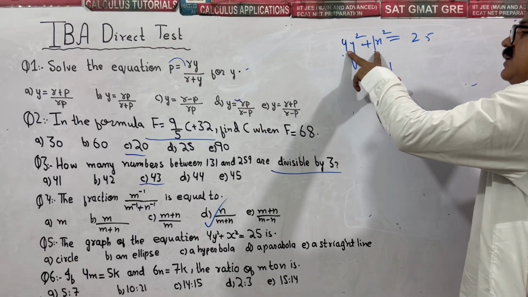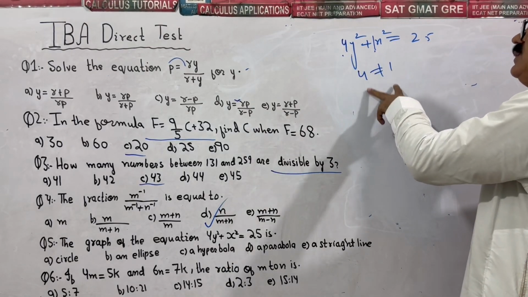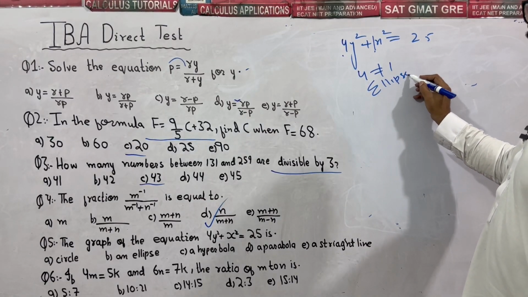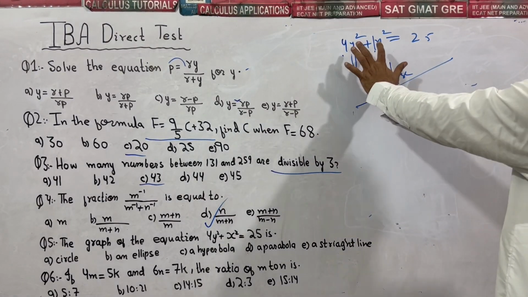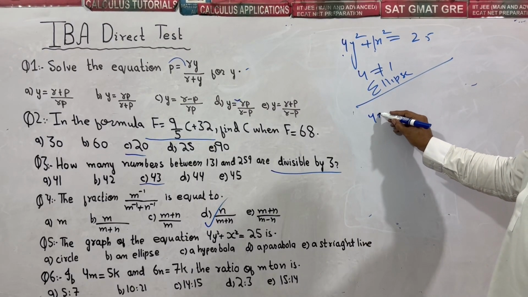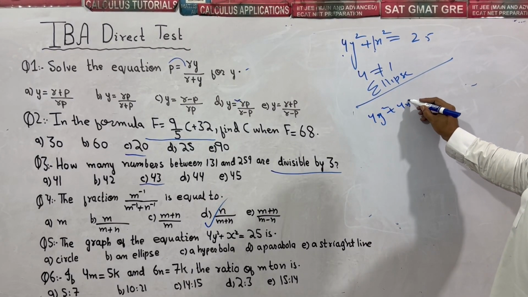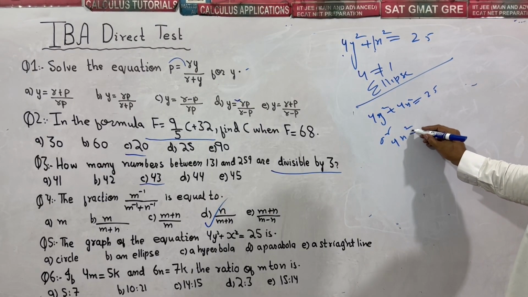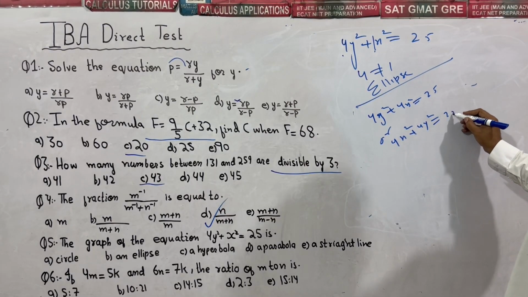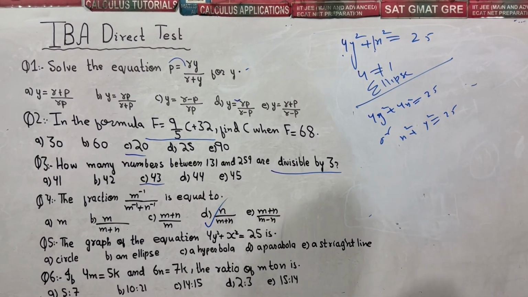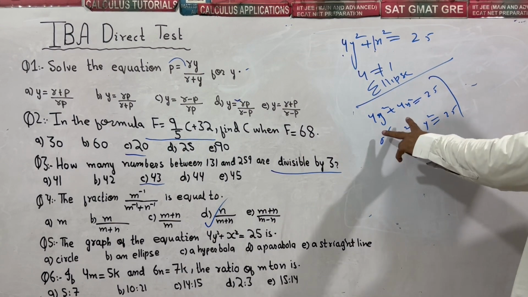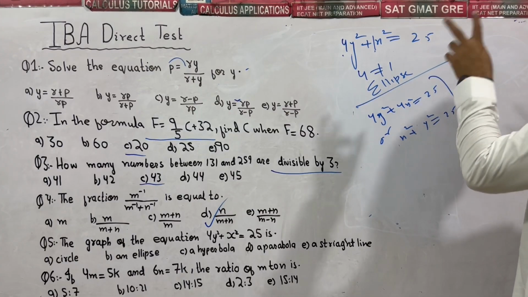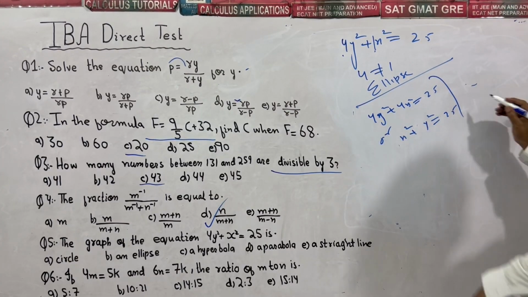If the coefficients of x square and y square are positive and different, it is the equation of an ellipse. If their coefficients are equal, like 4y square plus 4x square is equal to 25, or 4x square plus 4y square is equal to 20, or x square plus y square is 25, if the coefficients of x square and y square are positive and the same, it's the equation of a circle.